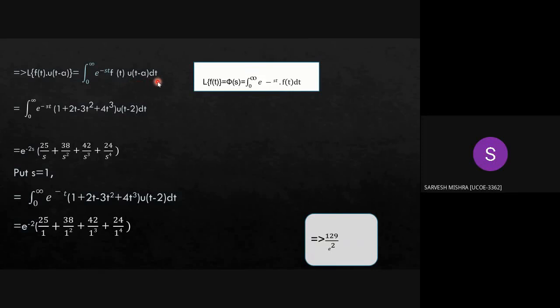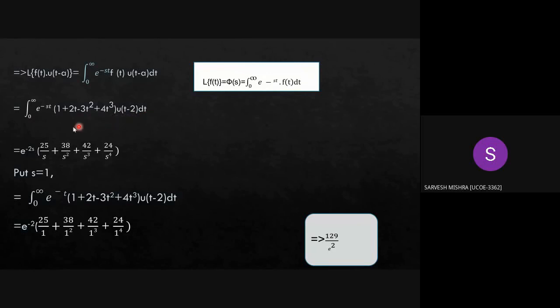This originated from our basic Laplace definition written in the white box: Laplace transform of f of t, which is equal to phi s, which is equal to integration 0 to infinity e raised to minus st f of t dt. As in the above step, we have seen that f of t times the unit step function of t minus a is 1 plus 2t minus 3t square plus 4t cube times unit step function of t minus 2. So we get integration 0 to infinity e raised to minus st, 1 plus 2t minus 3t square plus 4t cube, unit step function of t minus 2 dt.